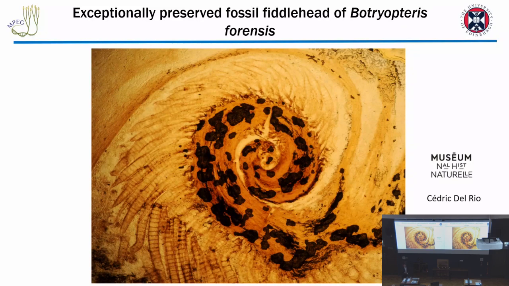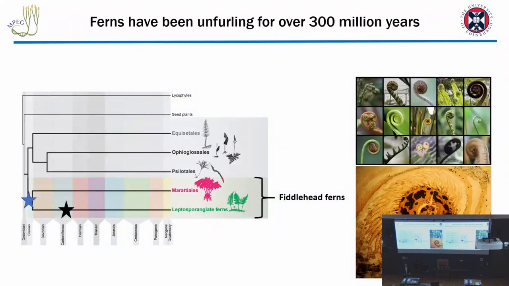Okay, so taking those two together, what we can conclude is, first of all, the fiddlehead ferns are a thing, and they've been around for over 300 million years. And this is really exciting for us. It poses this question that fiddleheads have been there, the ferns have been unfurling for this long, but doesn't necessarily get us to the question of how these structures evolved.